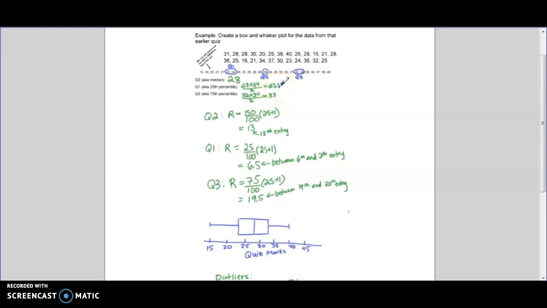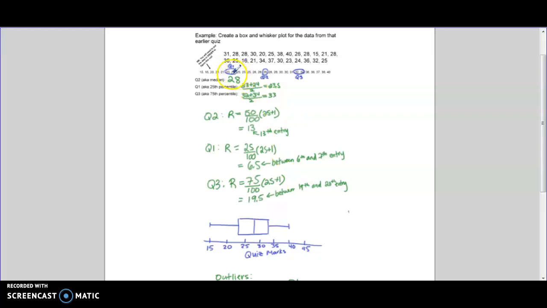23.5. The high end of our rectangle is at Q3, which is 33. So our rectangle here is 23.5, and there is 33. Then we join those two vertical lines to make our rectangle there. And next thing we do is draw a vertical line to represent Q2 or the median.